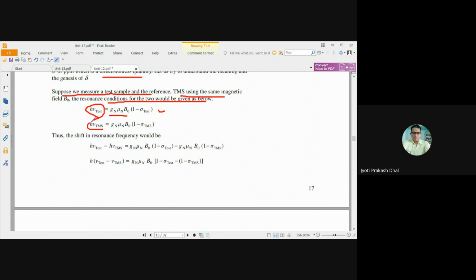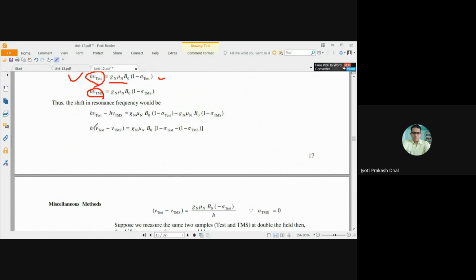Similarly, TMS is the standard one. So in that case, h nu TMS equals g_N mu_N B0 whole into 1 minus sigma TMS. And the shift in the resonance frequency can be given as h nu test minus h nu TMS, that is equal to g_N mu_N B0 into 1 minus sigma test, minus g_N mu_N B0 into 1 minus sigma TMS.